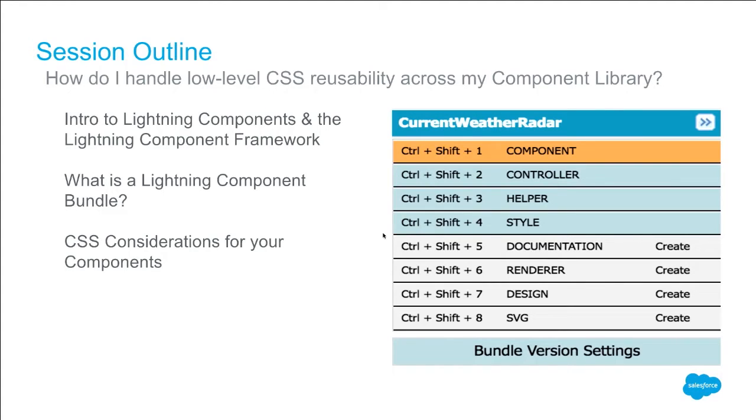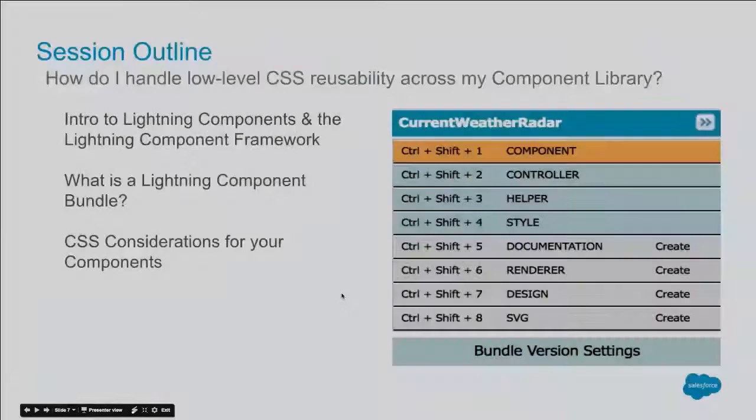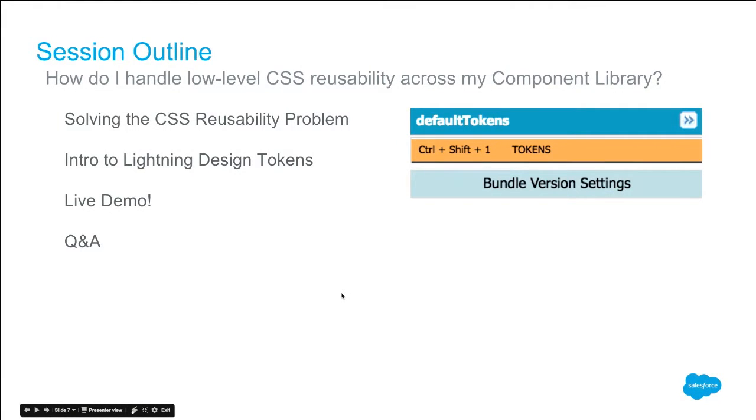To make sure everyone is on the same page with at least a basic understanding, we're going to cover Lightning components and the Lightning component framework. Think of it as a crash course introduction to both of those topics. We'll take a look at Lightning component bundles and why they're important. That's a screenshot from the dev console of a Lightning component bundle right up there. And then we'll take a look at some considerations for your Lightning components CSS. We'll also take a look at how those considerations tie into CSS reusability and using Lightning design tokens. And we'll finish all of that off with a live demo of some code in action.